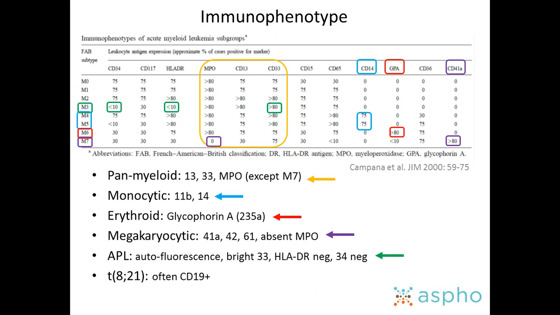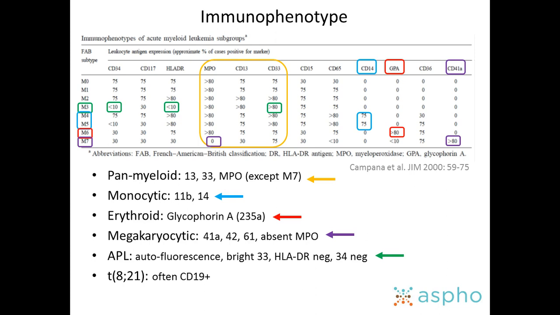They express extremely bright CD33, and they're stone cold negative typically for HLA-DR and 34, and that really distinguishes APL immunophenotype. And as you're struggling to know whether someone should get ATRA, the flow cytometrist can help you with this particular panel.